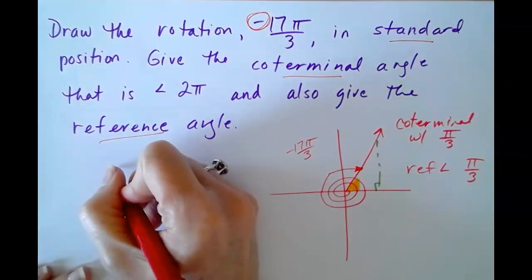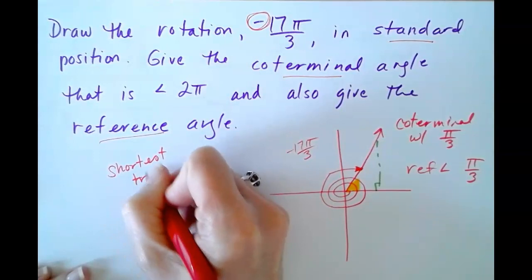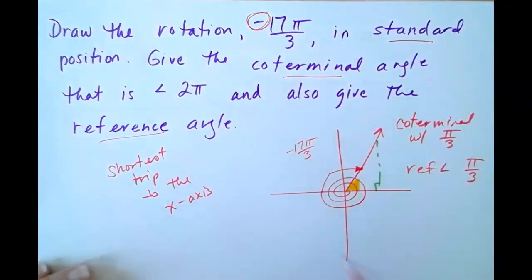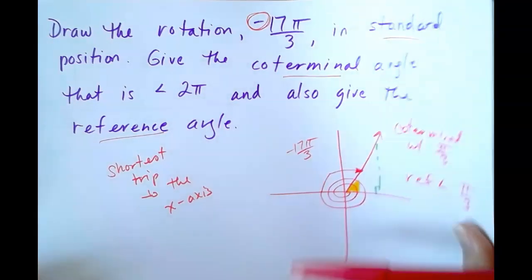Remember, your reference angle is simply the shortest trip to the x-axis. Everything's always relative to the x-axis when we drop an altitude down, when we find a reference angle.